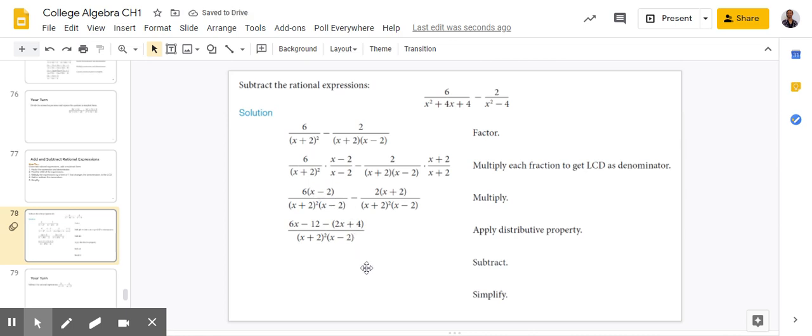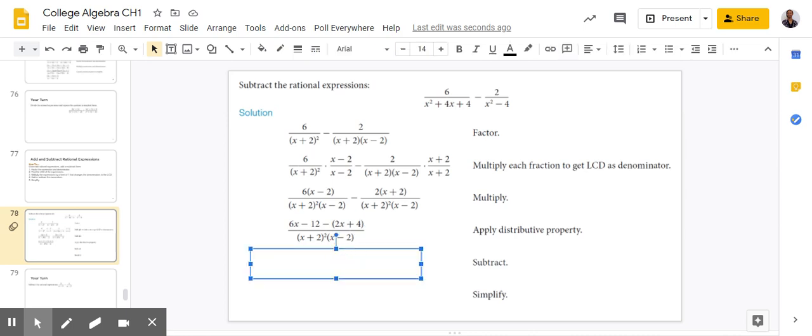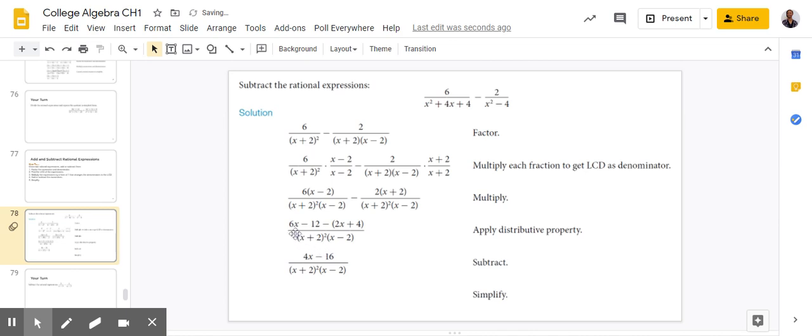Actually, this skipped a step, but they distributed. I see what they did. They just distributed and subtracted. So they did 6 times x, which is 6x, 6 times negative 2, which is negative 12, and then minus 2 times x is 2x, 2 times 2 is 4. So we're just subtracting the two numerators right here. Now we can simplify this even further by combining like terms. Our 6x minus 2x gives us 4x, and our negative 12 minus 4 gives us negative 16.